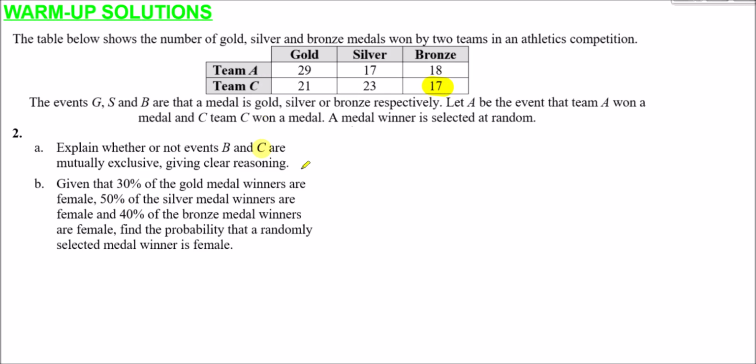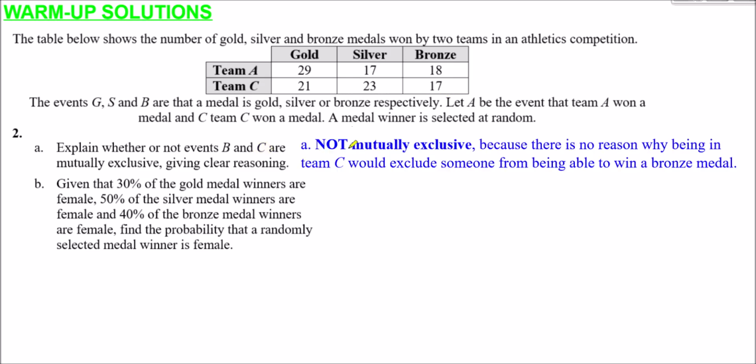So you could say this one of two main ways. What I'd suggest we say is something along these lines, just that it's not mutually exclusive because there's no reason why being in Team C would exclude someone from being able to win a bronze medal, unless something terribly nefarious was going on, like a country hosting these athletics that has some sort of horrible human rights record. That's the only way being in a certain team could stop you from winning a medal. In this day and age, no matter what team you're in, you're obviously going to be given the right to win whatever medal you are capable of winning. So it's almost a trick question, it's that obvious, but just keep your head and give a common sense answer and you'd be fine.